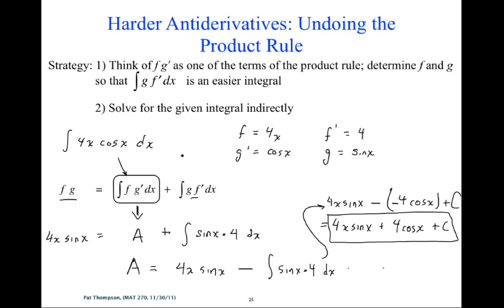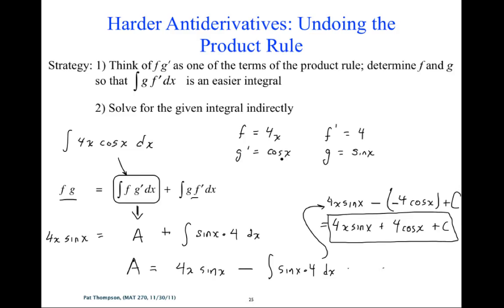But here's why that worked. Why did that work? Because by taking the derivative of 4x, we got the power less by 1. So rather than 4x cosine x, we got 4 times sine x. So that's why that worked, because we chose f to be this one with the power of x, and it reduced that power of x by 1, and that's why it made this other integral easier.